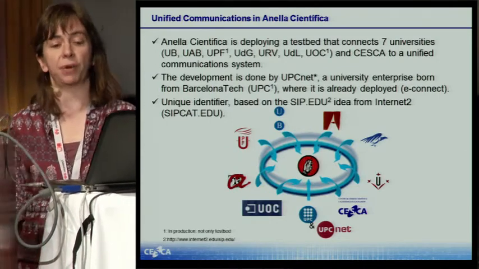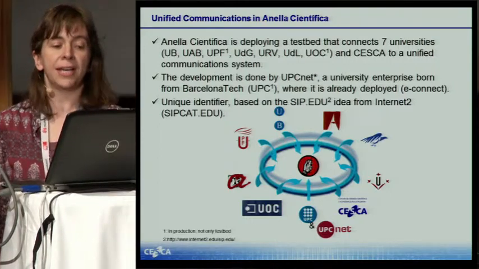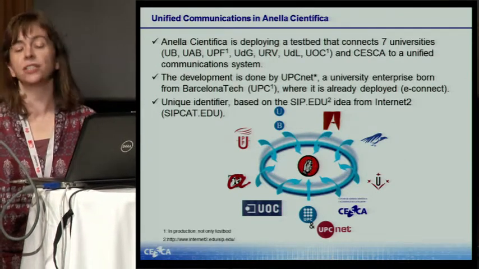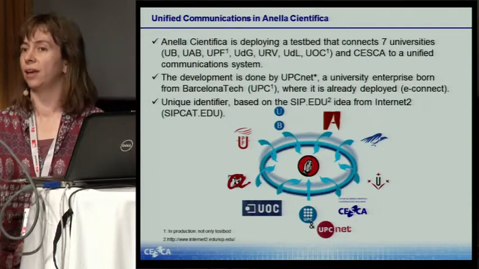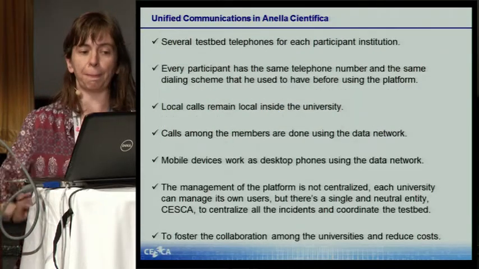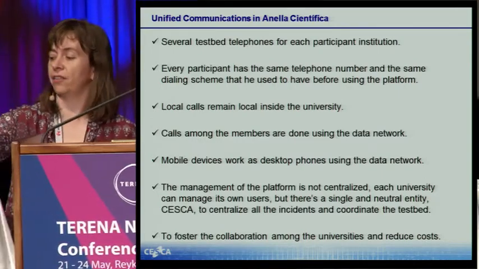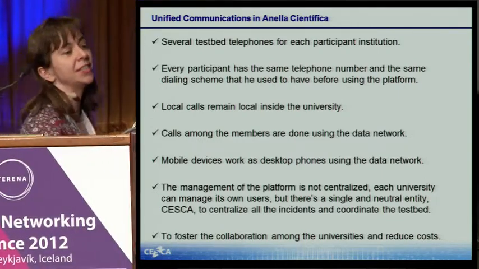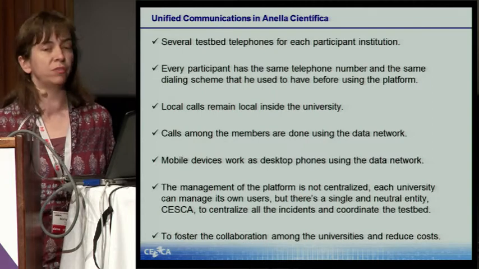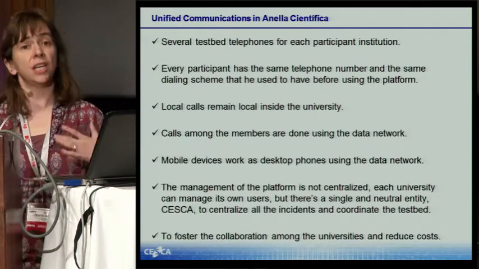UPCnet is a university enterprise born from Barcelona Tech. And they are already using it. It's called eConnect. And the idea is to have a unique identifier. The email address is a unique identifier, mostly based on the SIP.edu project, the SIP.edu ID and architecture from Internet2. And that's what they also call it, SIPcat.edu. There are several testbed telephones for each participant institution. Most of them have 5 telephones on their universities, and every user has the same telephone number and the same dialing scheme that he used to have before using the platform. They can use the same short numbering. Local calls remain inside the university.